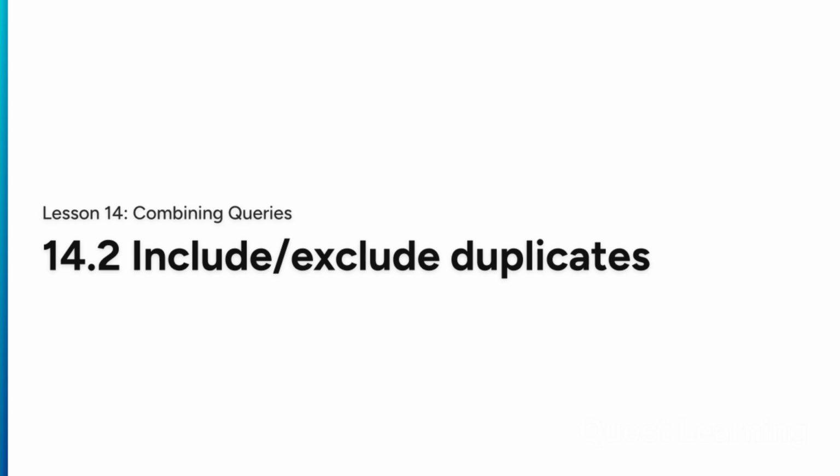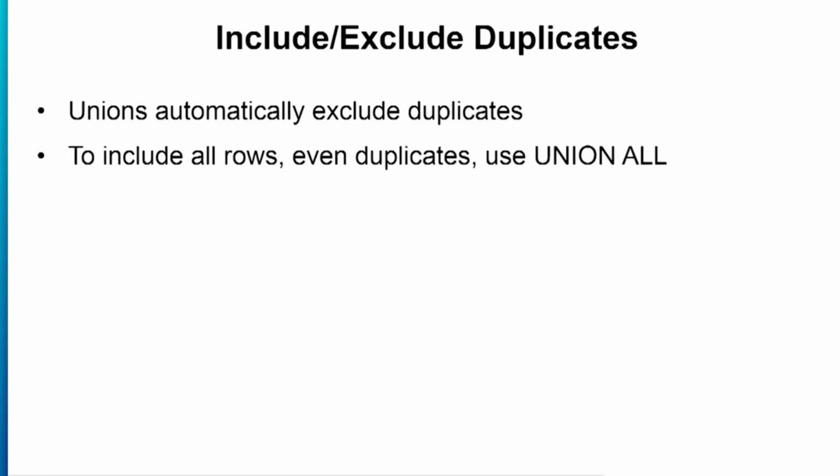Now, one of the things you might have noticed in our previous union example is that it automatically removed duplicates. We combined two select statements, and there was one row that matched both statements. When you did the union, the DBMS was smart enough to realize that one of those rows would have been returned twice, and it eliminated it. Unions automatically exclude duplicates. If for some reason you want all rows, even duplicates, then you could use union all.